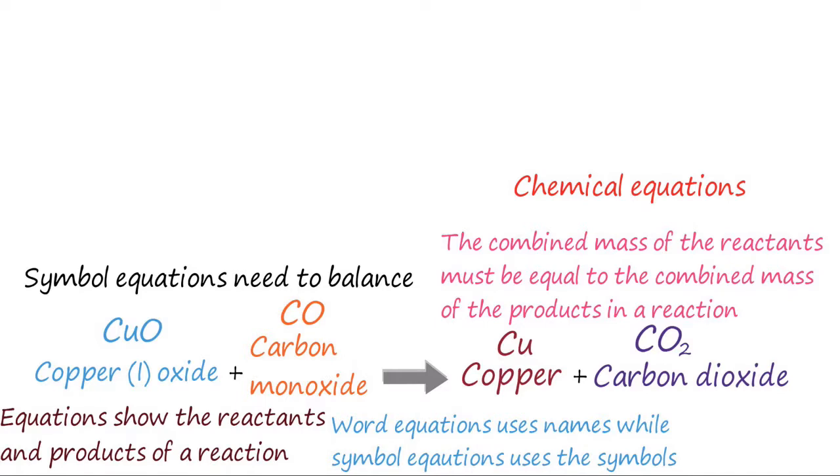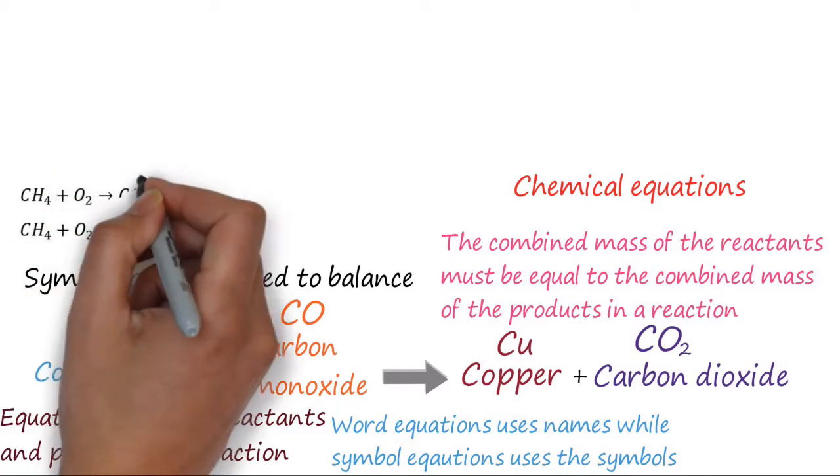When checking if an equation is balanced, you simply count the number of each type of atom on both sides of the equation, and if they are equal, then the equation is balanced. Let's look at an example together. So CH4 + O2 forms CO2 + H2O. You will see that the equation needs balancing.